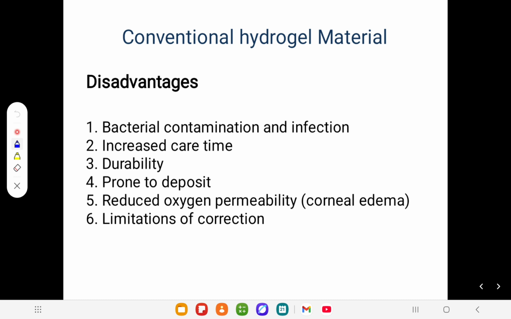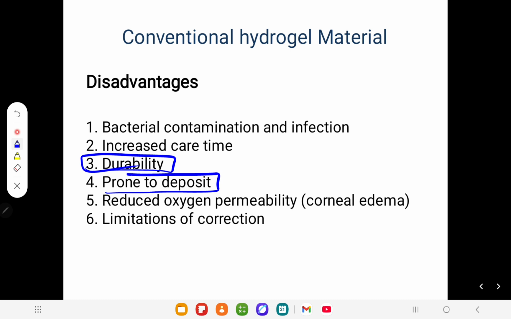It's not that other contact lenses do not cause bacterial contamination and infection, but it's very common with hydrogel material, and the incidence is higher in studies too. Okay, so increased care time. Obviously, hydrogel lenses need increased care time, and hydrogel lens durability is definitely less as compared to RGP.